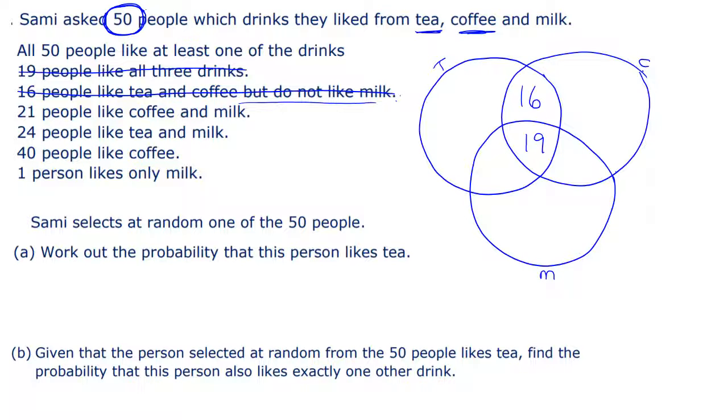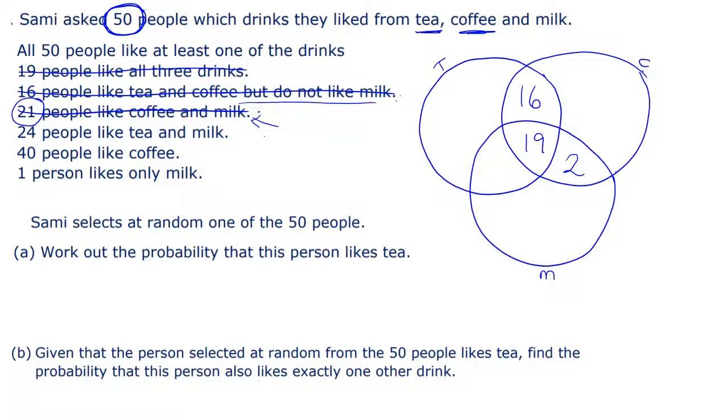21 people like coffee and milk, so I'm looking at the intersection between coffee and milk. But it doesn't say that these 21 people don't also like tea, so I'm not sure whether those are included or not. So I've got to definitely subtract the 19 that's already there. So 2 goes in there, so that altogether 21 people like coffee and milk.